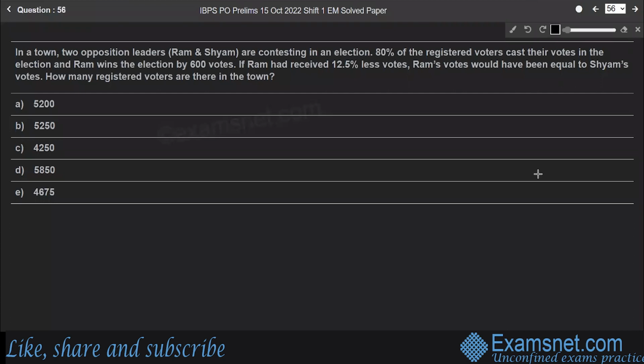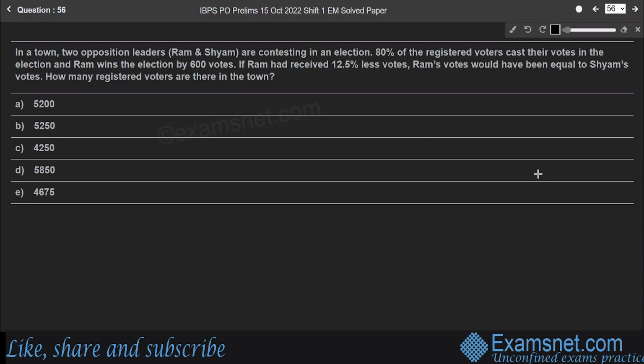Question 56. In a town, two opposition leaders, Ram and Sham, are contesting in an election. 80% of the registered voters cast their votes in the election, and Ram wins the election by 600 votes. If Ram had received 12.5% fewer votes, Ram's votes would have been equal to Sham's votes. How many registered voters are there in the town?